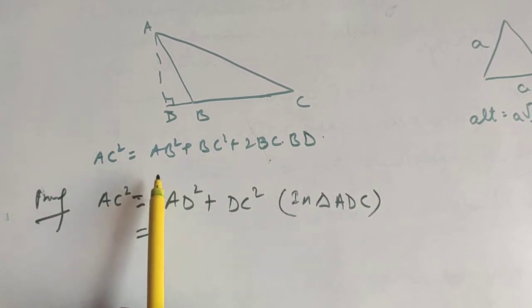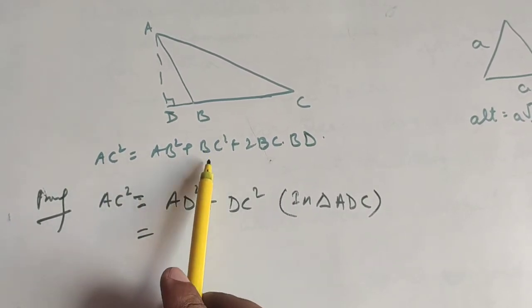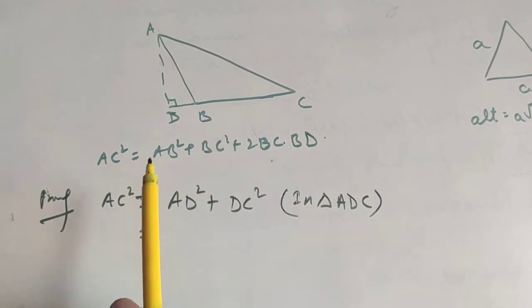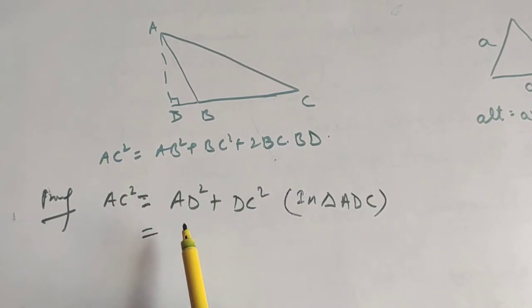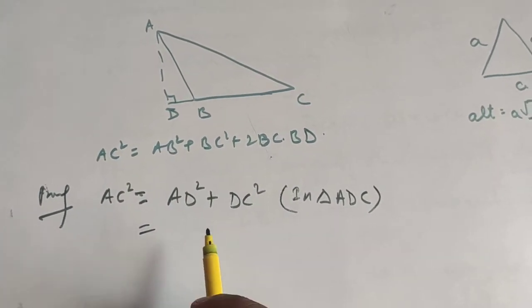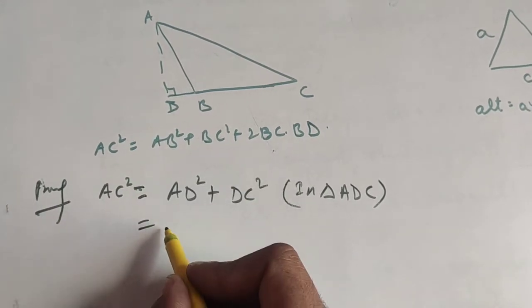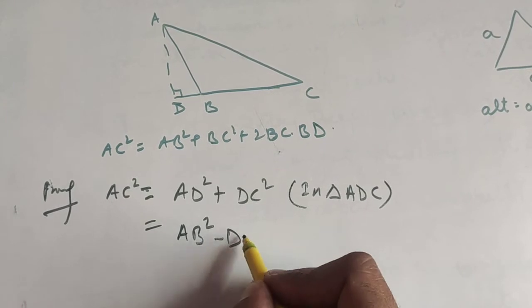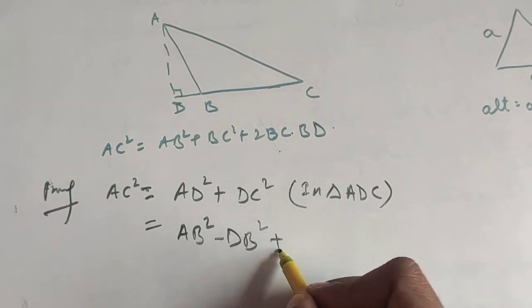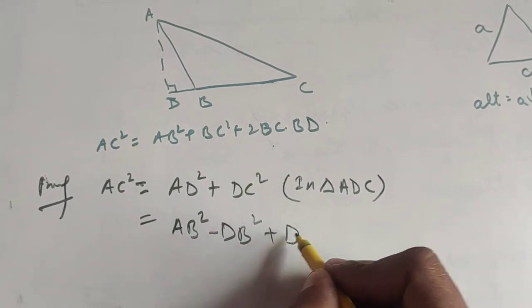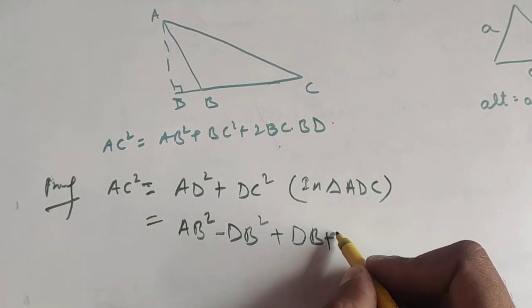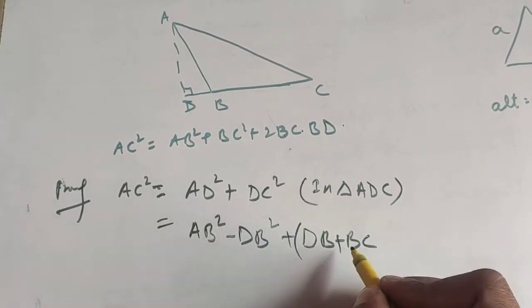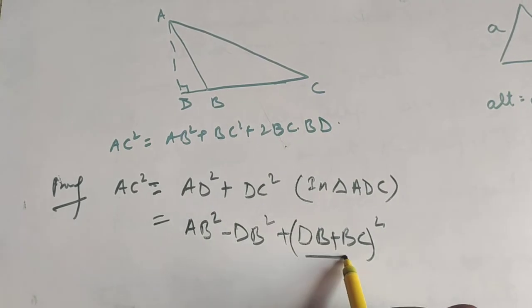In the answer we need AB square, BC square and 2 BC into BD. We don't need AD square, so we can substitute the value of AD square. So AD square can be written as AB square minus DB square, plus DC can be written as DB plus BC whole square. This is from the figure.